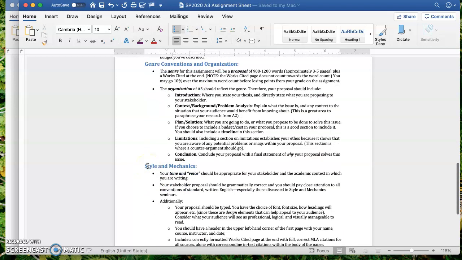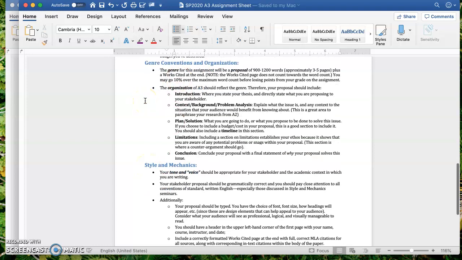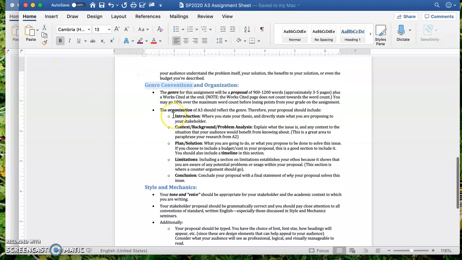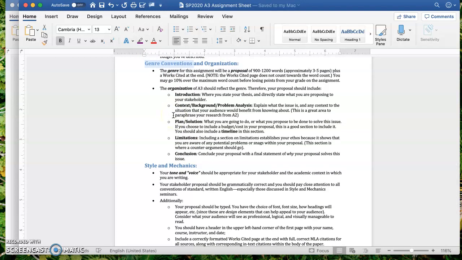But the main thing that I want to focus on right now is genre convention and organization. So specifically, the genre convention of a proposal is what I want to focus on, because the reason that CO 150 chooses a stakeholder proposal for A3 is because the goal is to give you as many different tools for as many different types of writing as possible. And a proposal is something that I think you should be able to use quite a bit in real life.